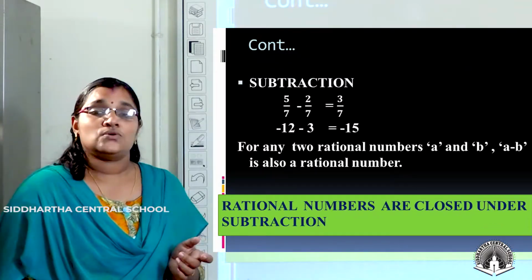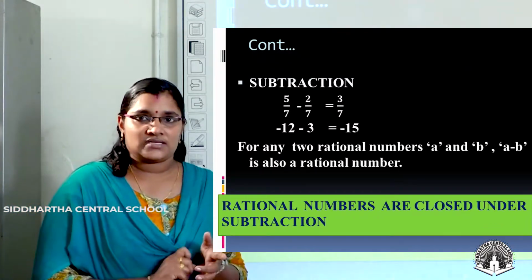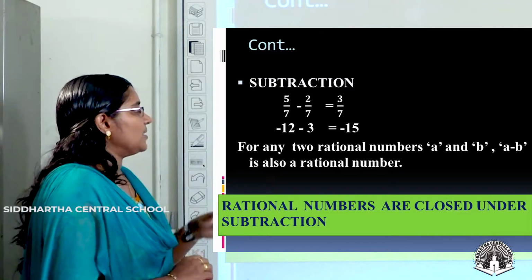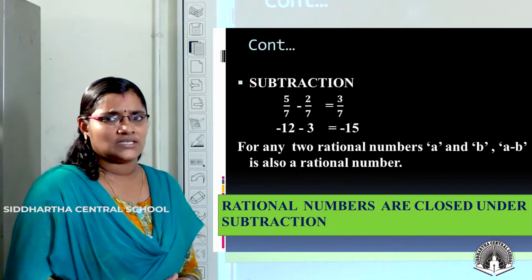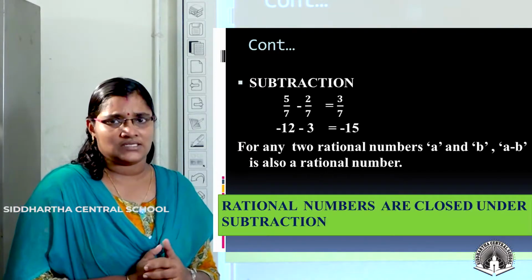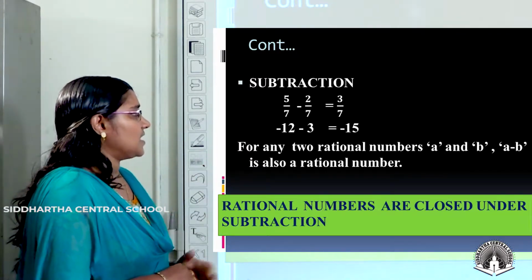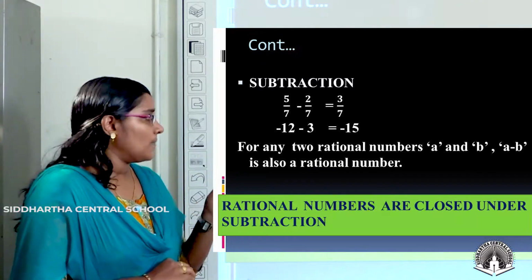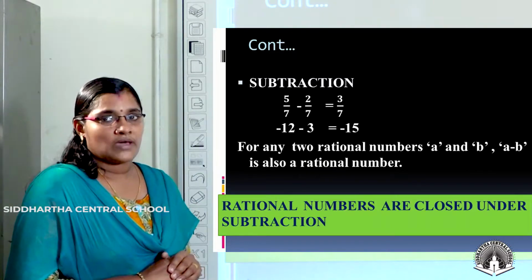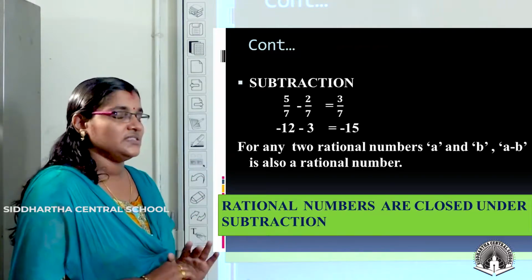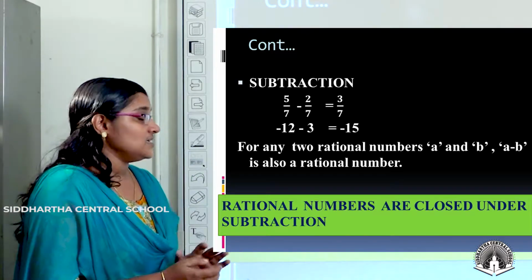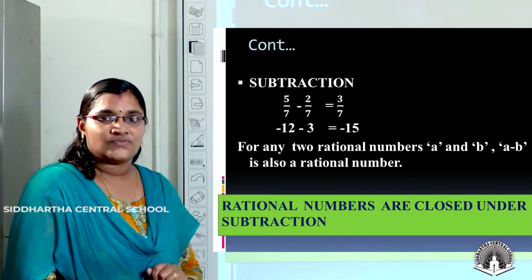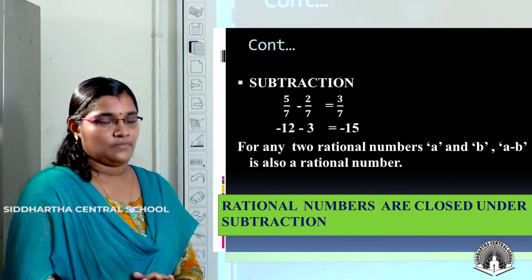Next we can move to subtraction. You can subtract two rational numbers. Here, 5 by 7 minus 2 by 7. The answer is 3 by 7, which is a rational number. Then second example, minus 12 minus 3 equal to minus 15. Here minus 12 is a rational number and 3 is a rational number. The answer is minus 15, which is also a rational number.